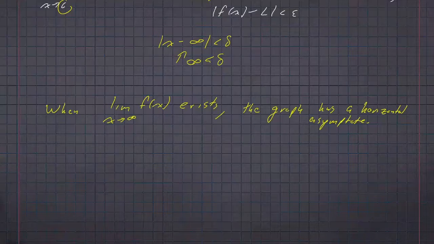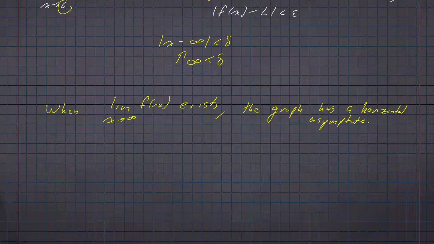And the reason that we are interested in limits as x goes to infinity is that whenever this limit exists, the graph will have the behavior of a horizontal asymptote. And for the most part, we're going to assume that limits as x go to infinity are going to follow the same behavior as every other limit. The definition looks so similar that that seems like a reasonable thing to do.